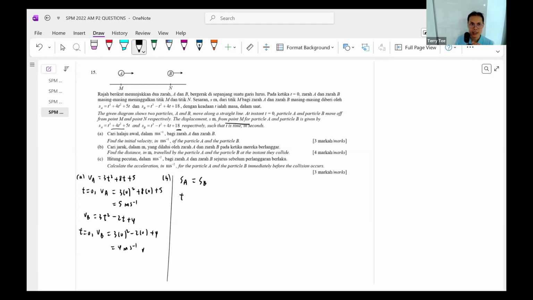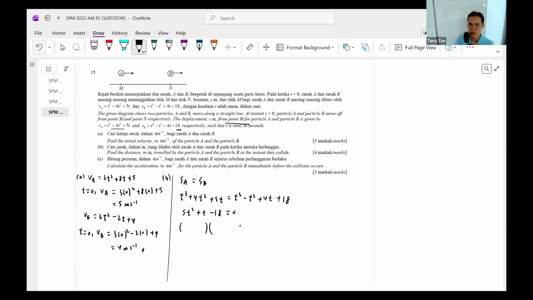This will be T power 3 plus 4T squared plus 5T equals T power 3, minus T squared plus 4T plus 18. Okay, we can cancel T cube and T cube. Bring over: 5T squared plus T minus 18. Okay, 5 times 18 is 90.